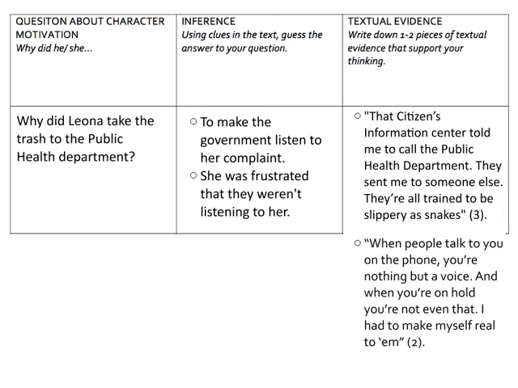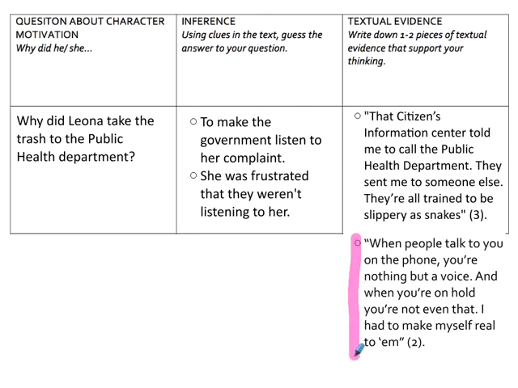So I asked, why did Leona take the trash to the public health department? The inference that I made, my guess using clues from the text, was that she did that to make the government listen to her complaint. And one of her other pieces of motivation was that she was frustrated that they weren't listening to her. So I already talked to you about the quote on page 3: the Citizens Information Center told me to call the Public Health Department. They sent me to someone else. They're all trained to be slippery snakes. The quote that I'm actually going to use within my paragraph, however, and it's going to be pink, is this.